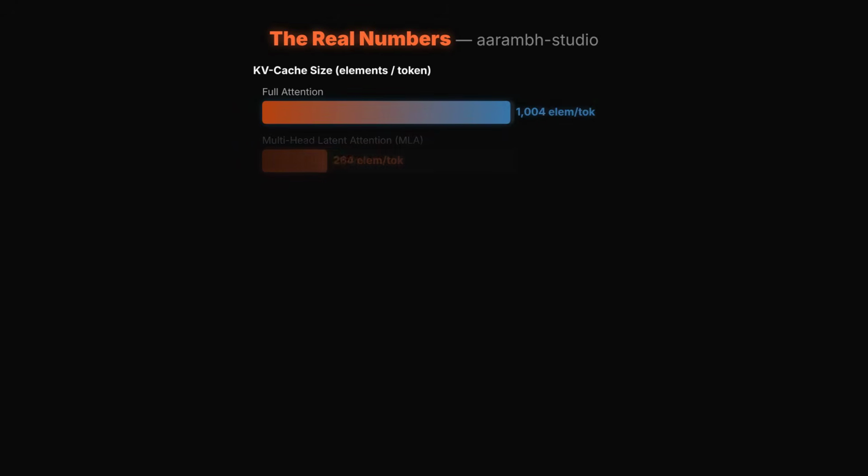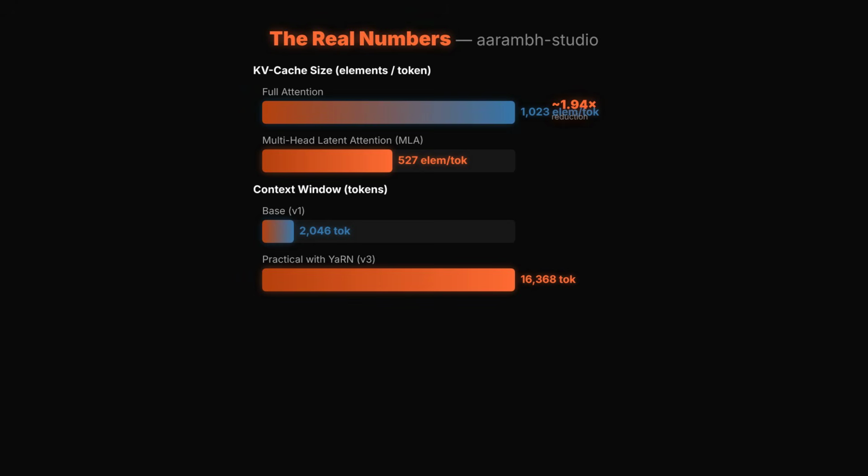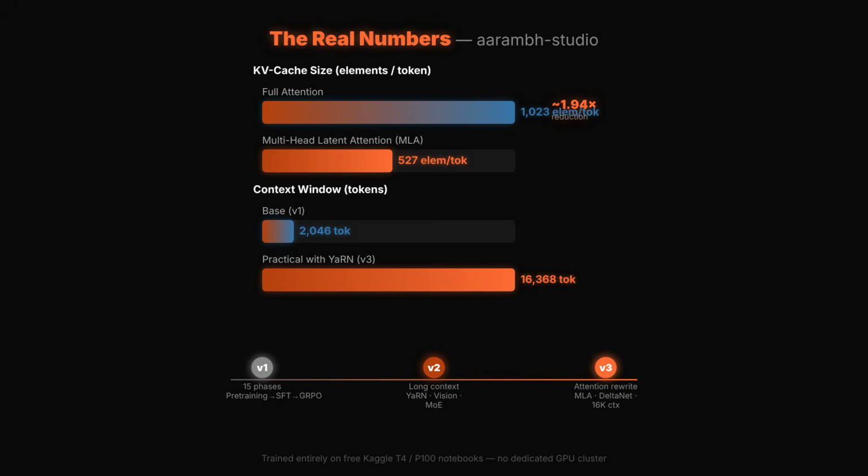Let me put some actual numbers behind all of this instead of leaving it abstract. aarambh-studio, it's on GitHub under Aarambh Dev Hub, renamed partway through from Aarambh AI, so if you find old links calling it that, it's the same project. It is now on its 3rd major version, Apache 2.0 licensed, source only, meaning I release the code but not pre-trained weights. Version 1 shipped across 15 phases: pre-training, supervised fine-tuning, GRPO alignment, INT4 and GGUF quantization, handwritten Flash Attention v2 CUDA kernels, a thinking engine, safety guardrails, self-learning.